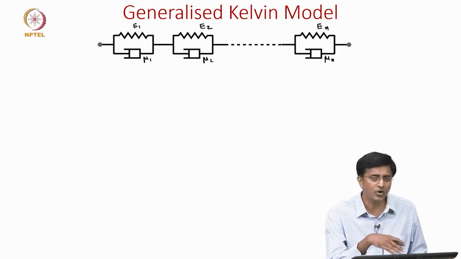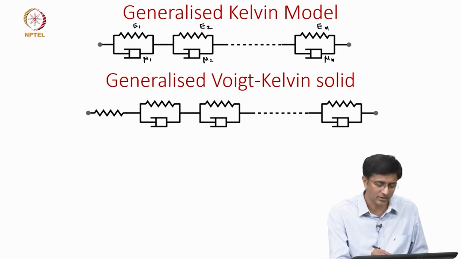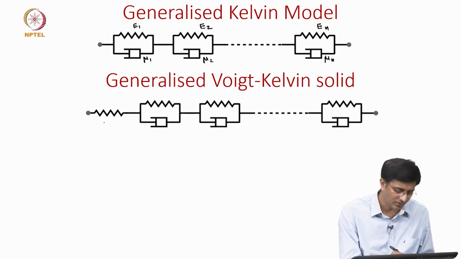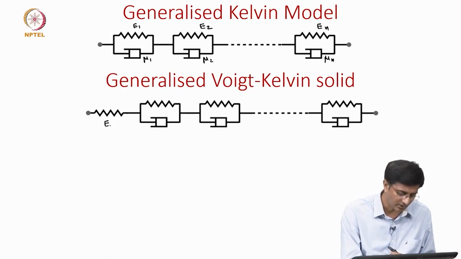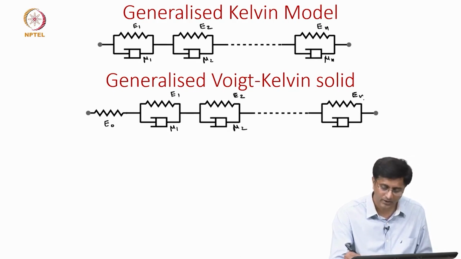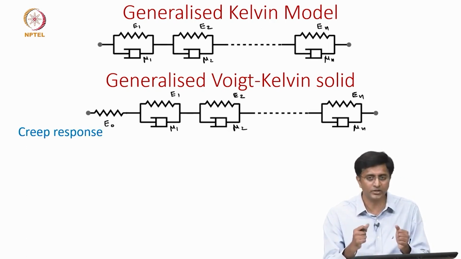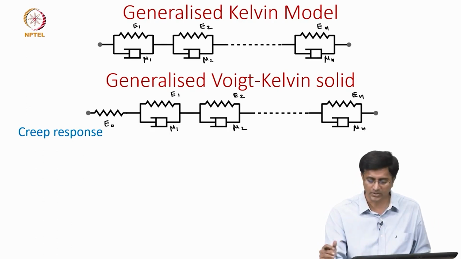Like in the earlier case, we can now add a free spring in series, that we call the generalized Voigt Kelvin model. Because now we have this free spring, which we will represent as E naught, and the rest are the normal E1 mu 1, E2 mu 2 and En mu n. So, let us look at the creep response, meaning that if you apply an instantaneous stress, what is the strain with time, how the strain changes with time.